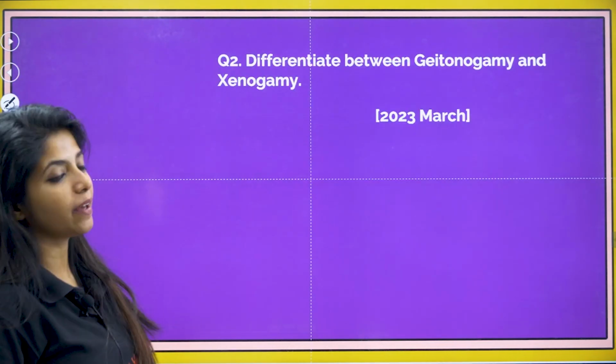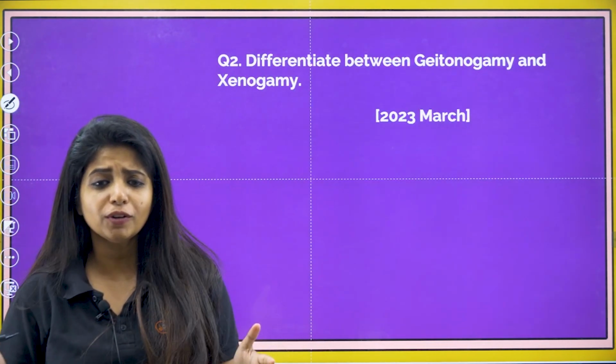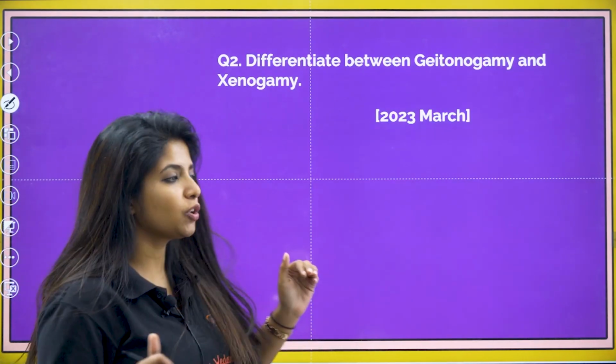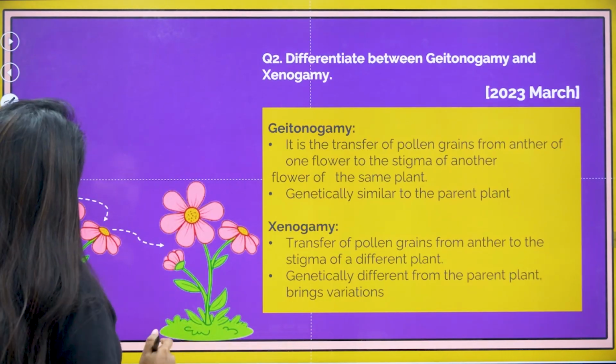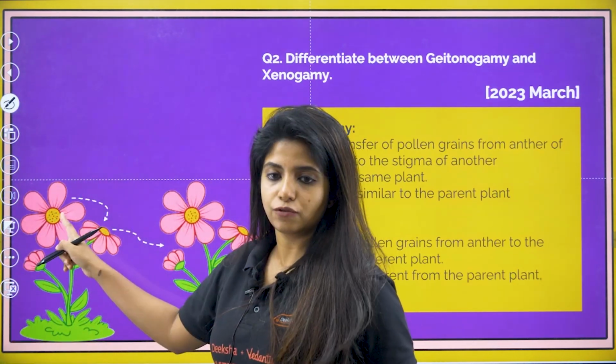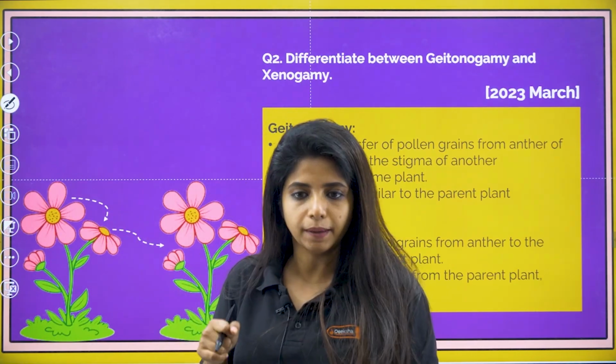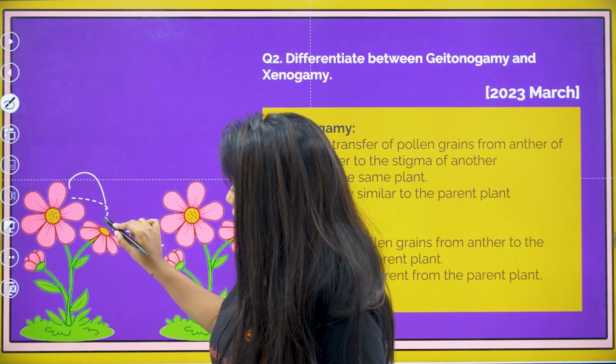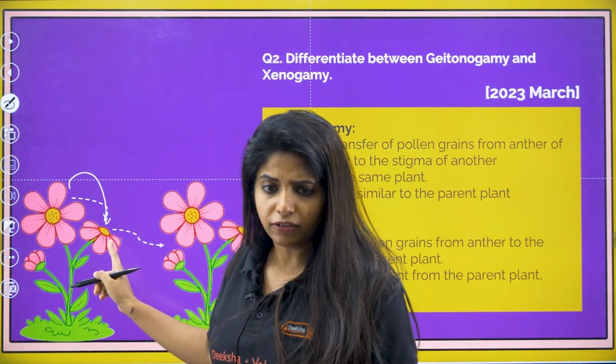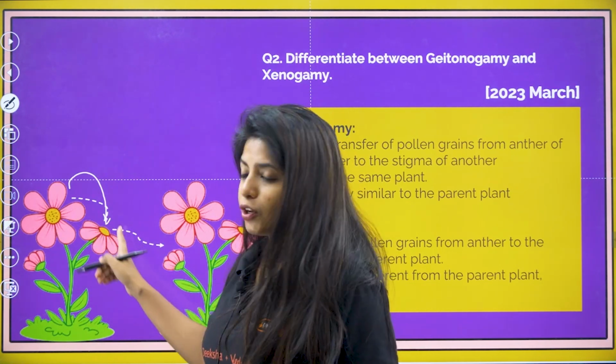Differentiate between geitonogamy and xenogamy. Both of them are types of pollination. Okay. So if there is a plant which has 2 flowers, this flower has the male part, suppose, and this flower has the female part. From the male part, the pollen grains land on the stigma of the female flower. What do you call this type of pollination?